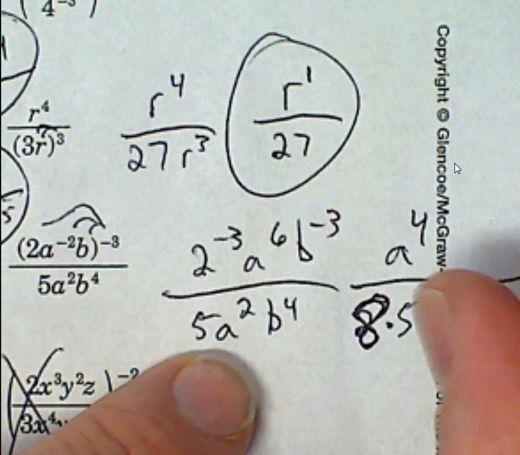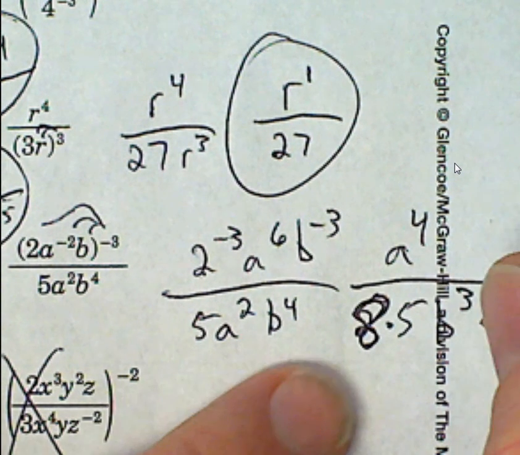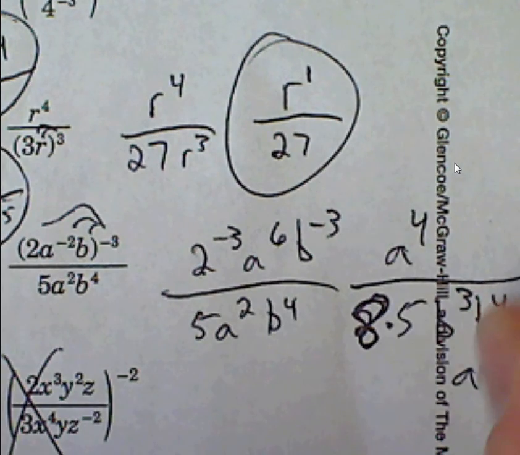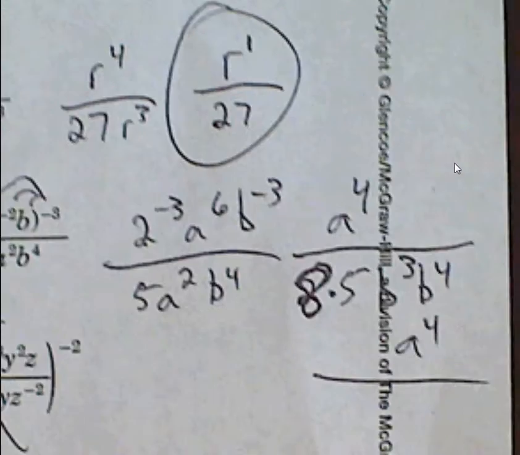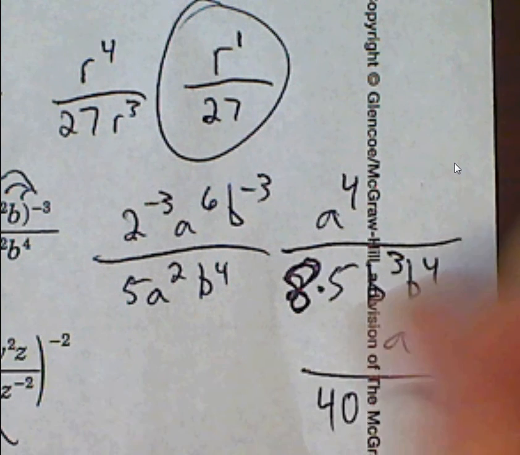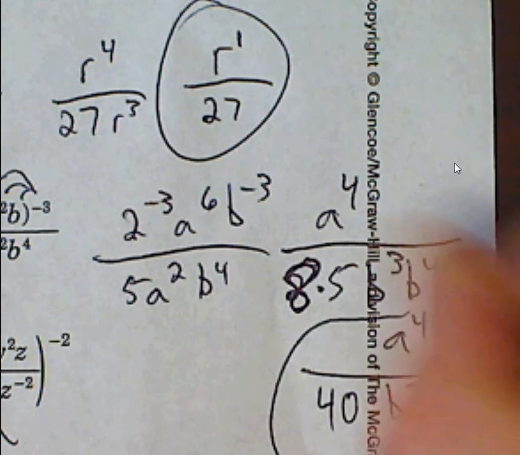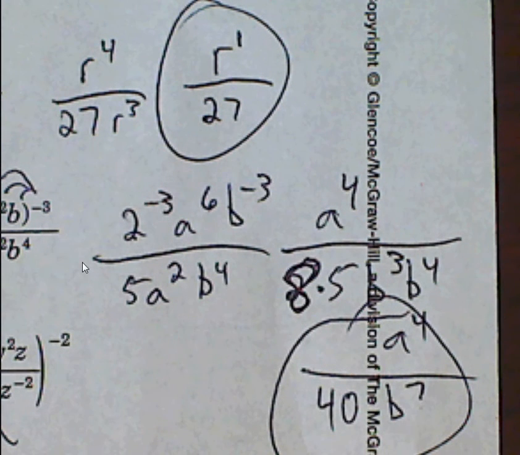B to the 3 goes on bottom. And the B4 stays on bottom. So a to the 4 is on top. 8 times 5 is 40. And then B3, B4 becomes B7 on bottom. I'm going to go ahead and stop right here because I think my video is about to run out of time.